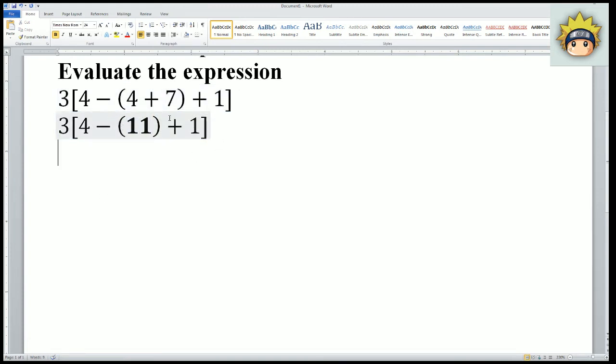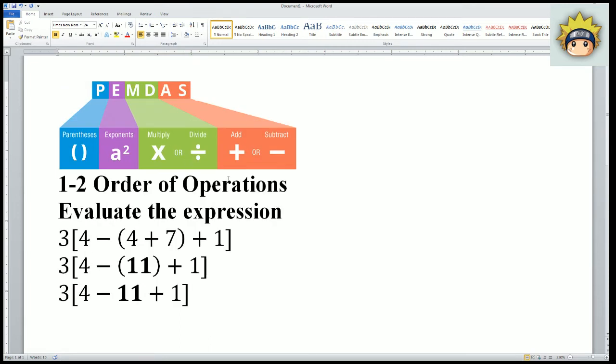Now, you can get rid of the parentheses if you want. Okay? Maybe this makes it look better for you. Good. Okay? Now when we do PEMDAS, we add and subtract inside the parentheses from left to right. So 4 subtract 11 plus 1. You can do that any way you want. So 4 subtract 11 is negative 7. Okay? So let me do that for you here. It becomes negative 7.